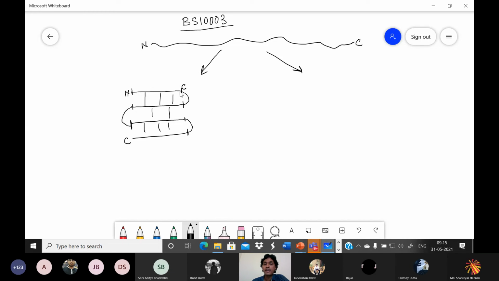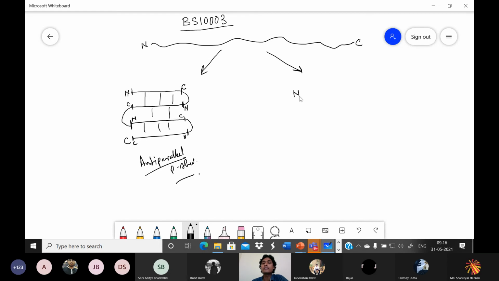In this segment, again it is going like this. Here, in this segment, what is N and C? If you just cut it imaginary, then this is N and this is C. Again here in this segment, N, C. Here, N, C. So as a result, this is an anti-parallel beta sheet. But there is another way it can fold, and that is also present in nature.